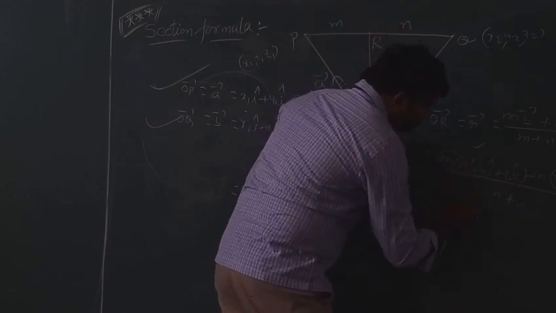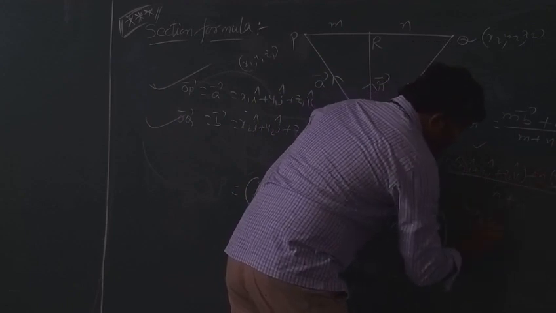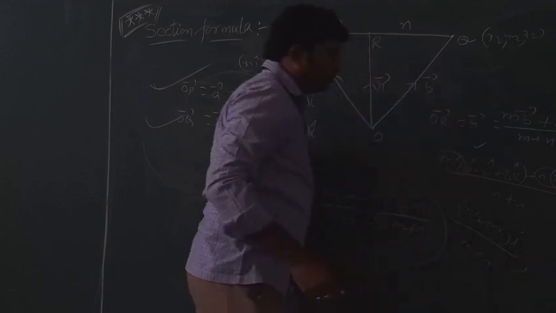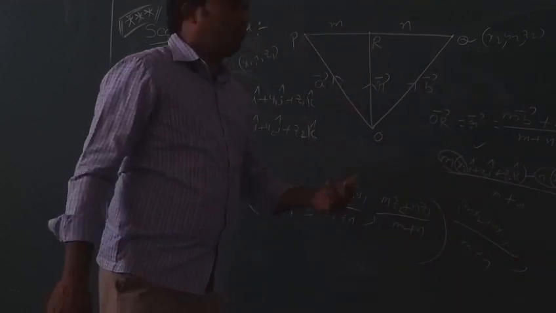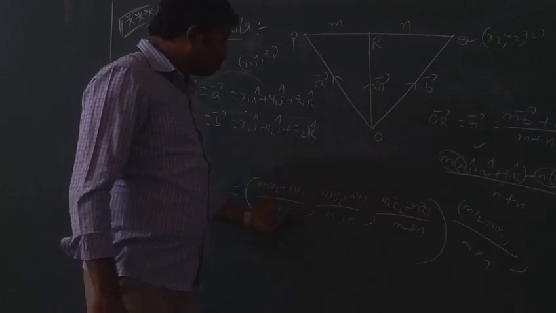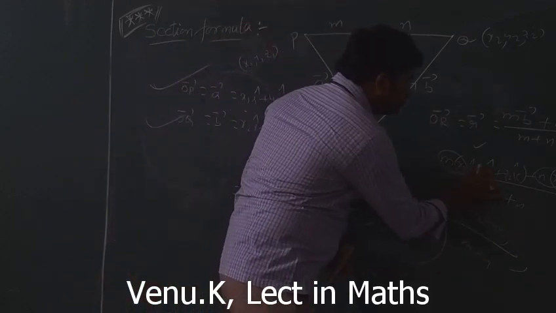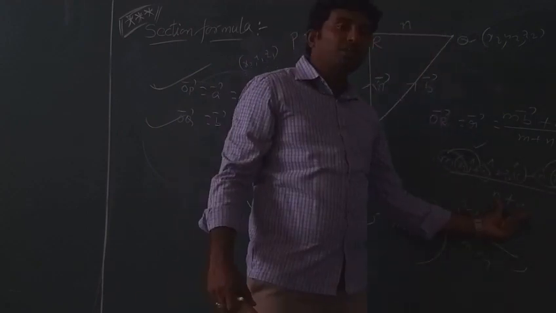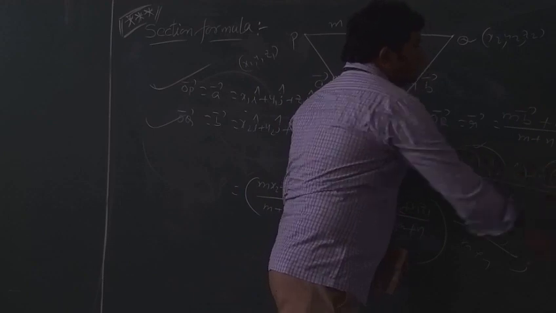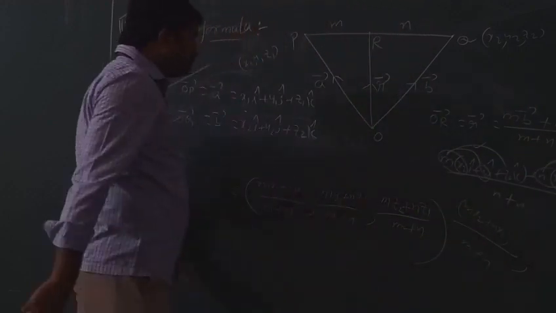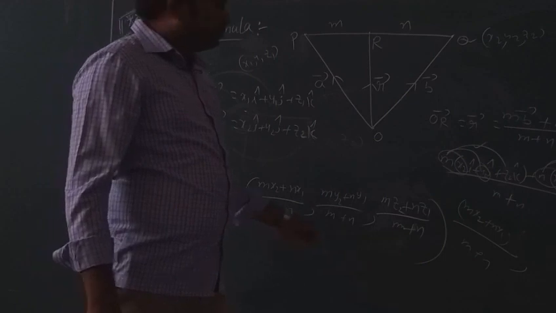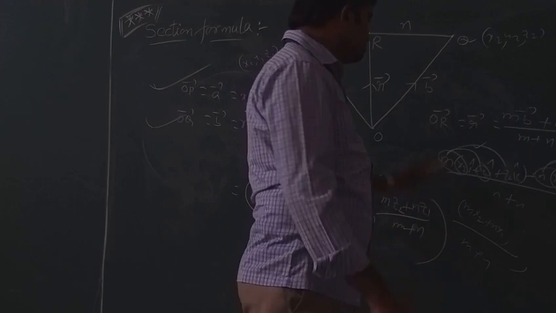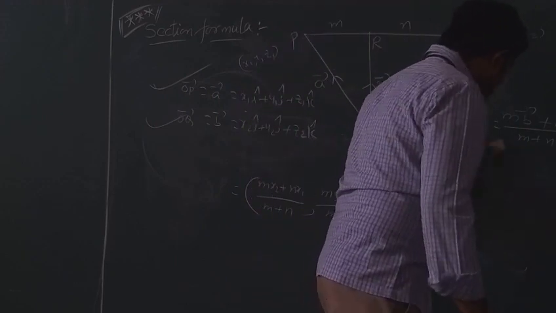See, m x2 here plus n x1 into i cap. We will write the scalar components. These are the scalar components: m x2 plus n x1 by m plus n. Next, y2 with m: m y2 plus n y1 by m plus n. Next one: m z2 plus n z1 by m plus n. Both are the same, but here we will write numericals, that means scalars. Here we will express the same formula in vectors, scalar components along with vectors. Vector components. That is the difference.